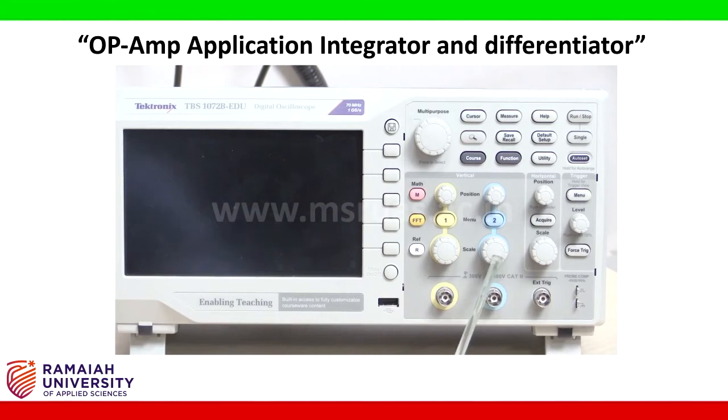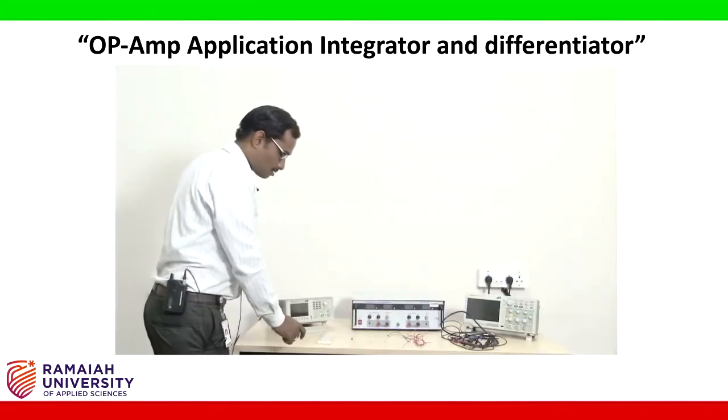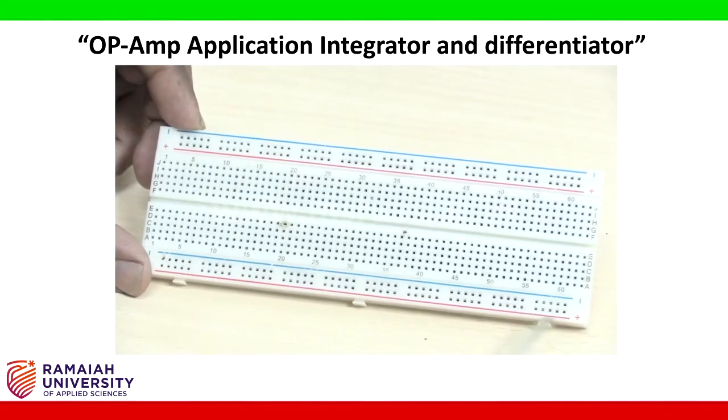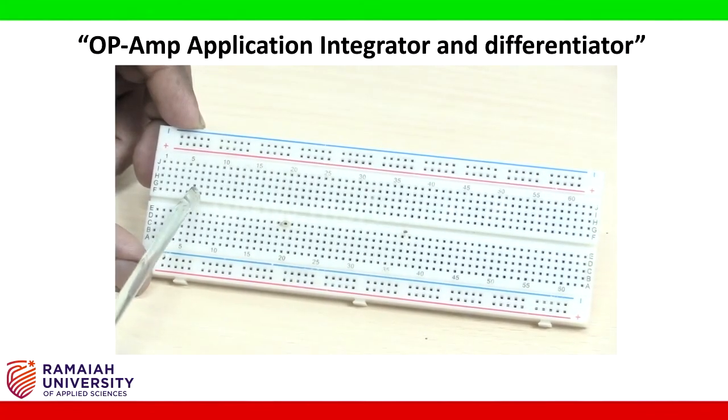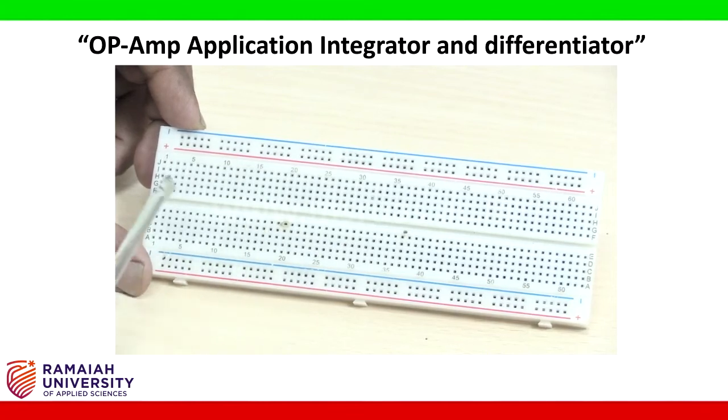Okay, these are all the tuners to adjust the amplitude and frequency of the signal. Circuit board. So this is the circuit board or breadboard. This is used to connect our entire circuit.